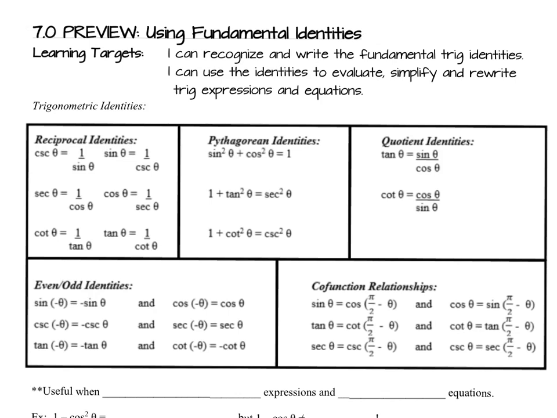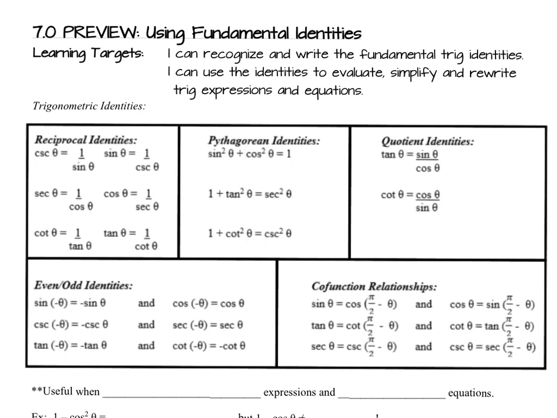Chapter 7 is titled Analytic Trigonometry. In the 7.0 preview, we're going to look at what are called fundamental trig identities. These identities will be useful for simplifying and solving equations. You'll be given these identities on your assessments, but you'll need to know how to incorporate them.